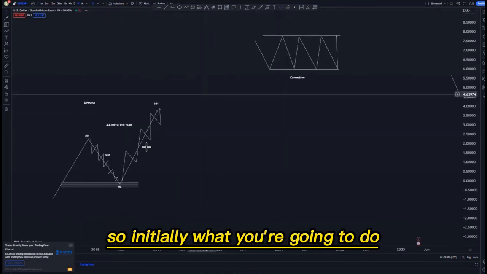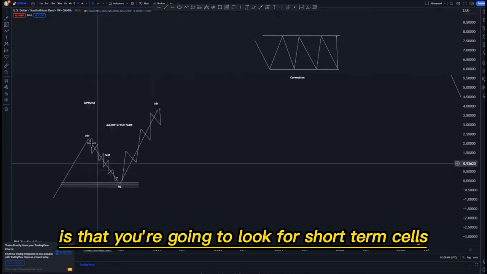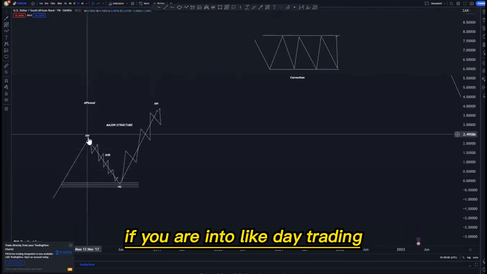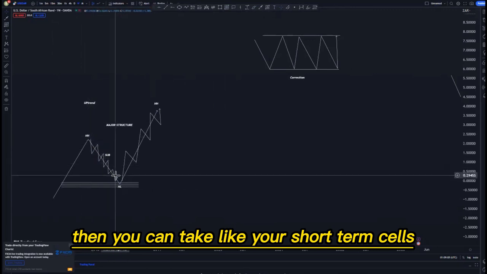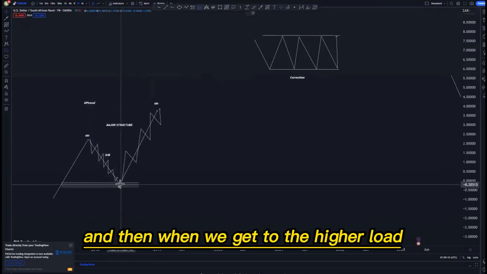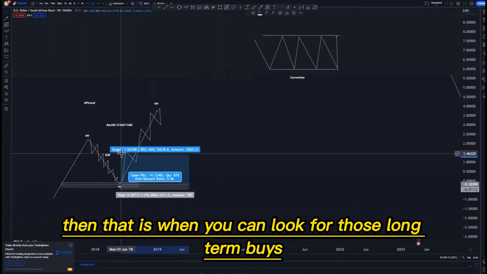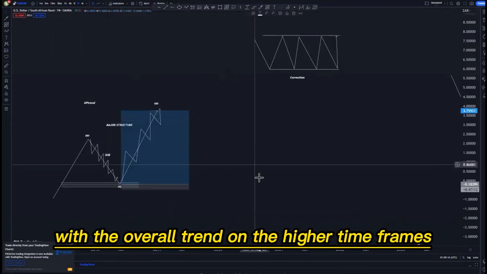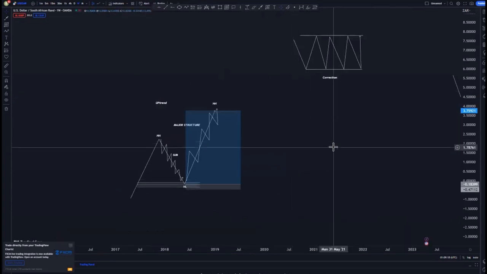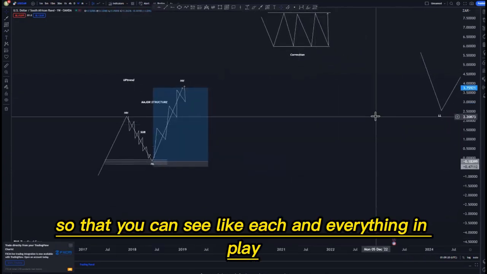Initially you're going to look for short-term sells. If you are into day trading, then you can take your short-term sells. And then when we get to the higher low, that is when you can look for those long-term buys with the overall trend on the higher time frames. So let me show you on the live charts so that you can see each and everything in play.